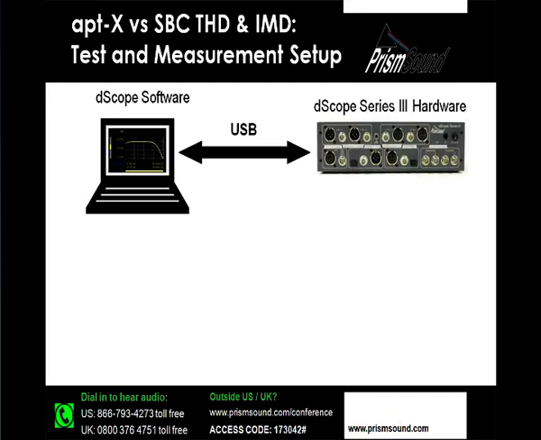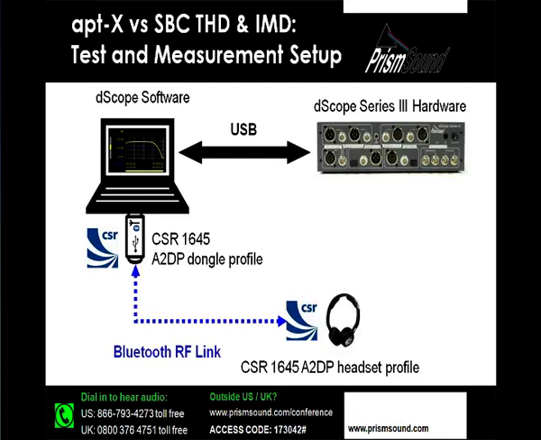The way we're going to do this is we're going to use the Dscope 3 again. We're going to have two 1645 boards. One's going to be implementing a USB dongle, so we're going to be taking digital audio straight from the PC, driven by the Dscope software and using the sound card feature. And then we're going to have a Bluetooth link to the second 1645 board, where we're going to take the digital SPDIF output straight into the digital input on the Dscope.